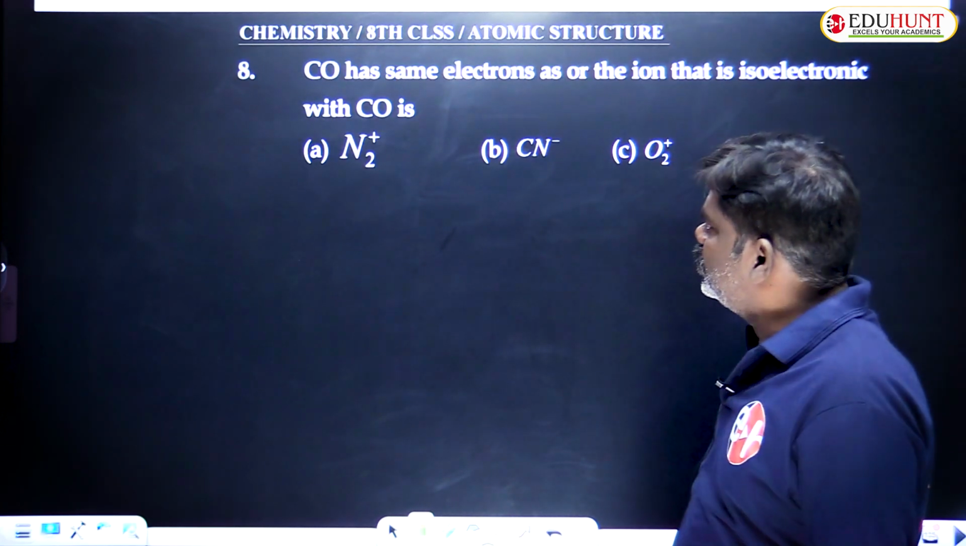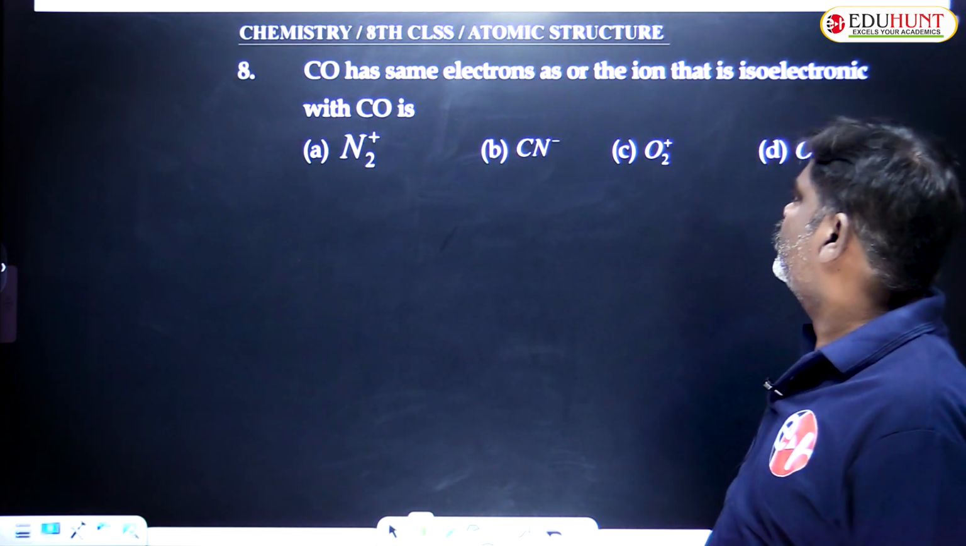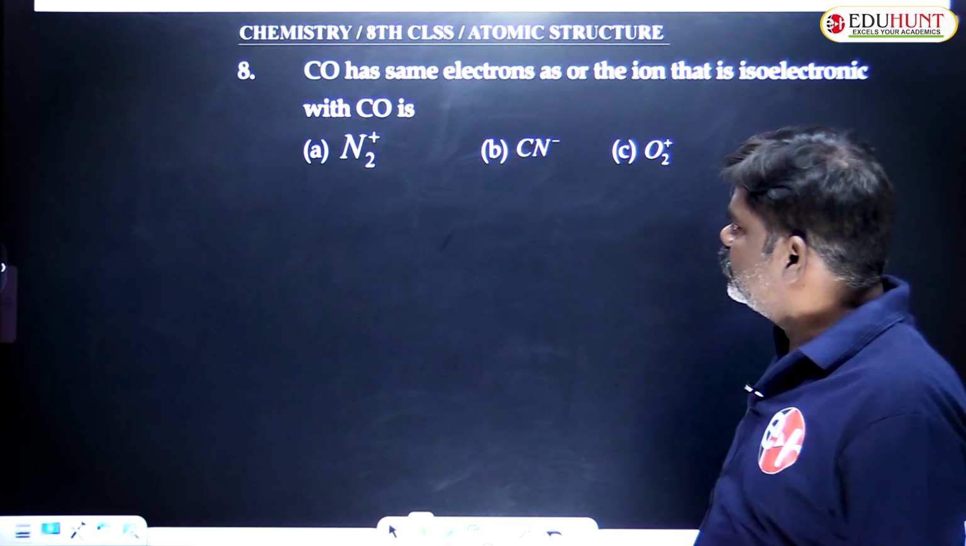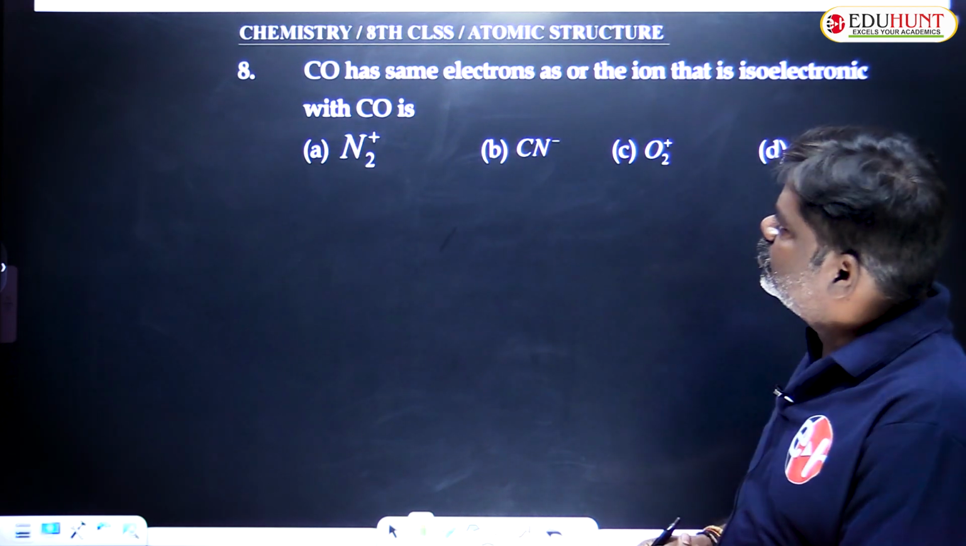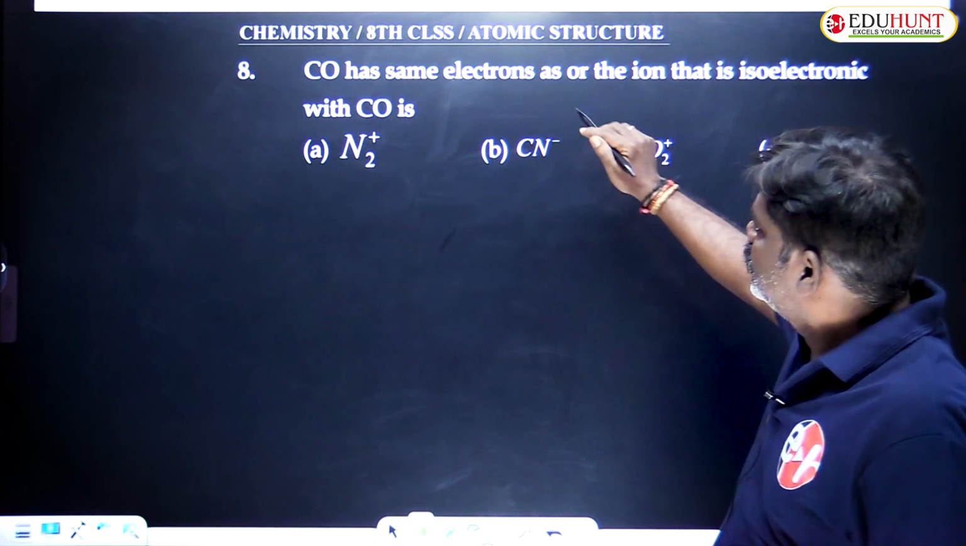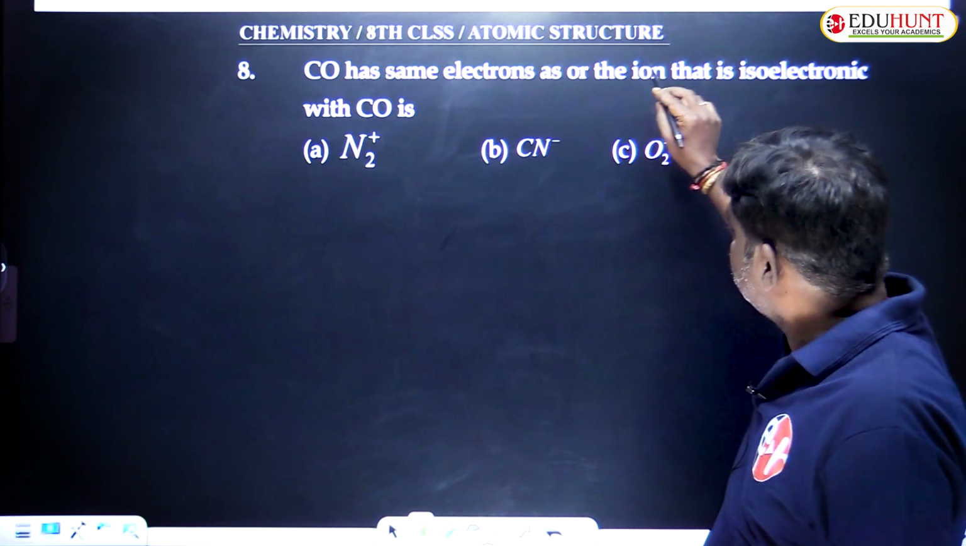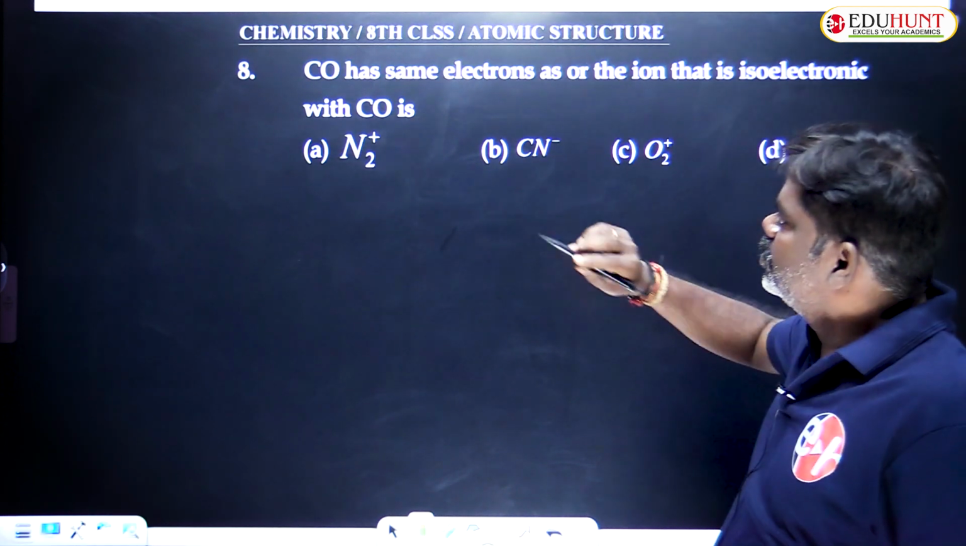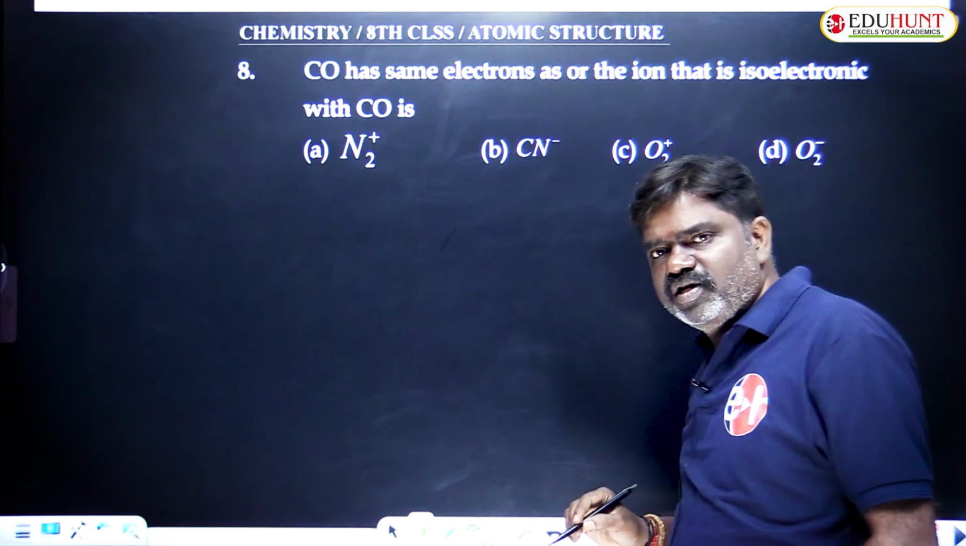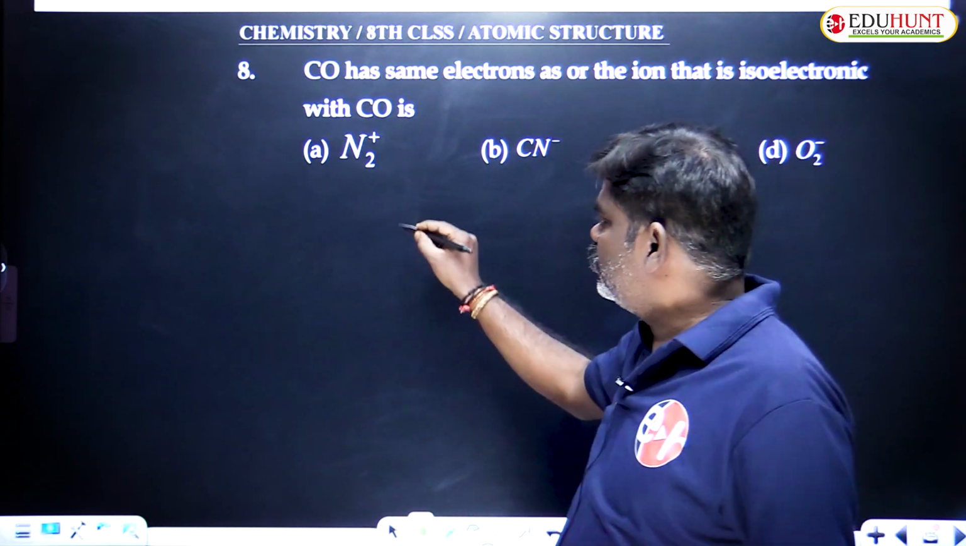Okay. Now another question. Which is isoelectronic with CO? CO has the same number of electrons as the ion that is. So for example, CO isoelectronic means CO contains how many electrons?